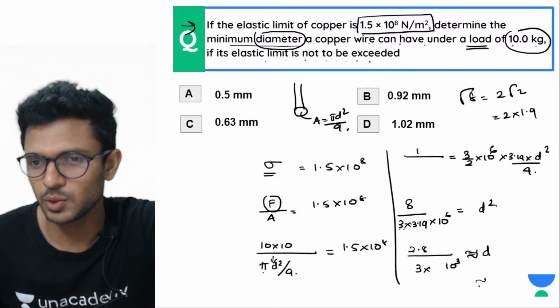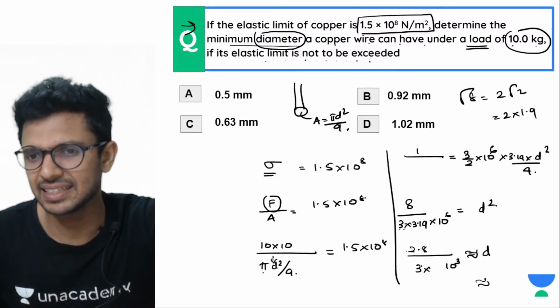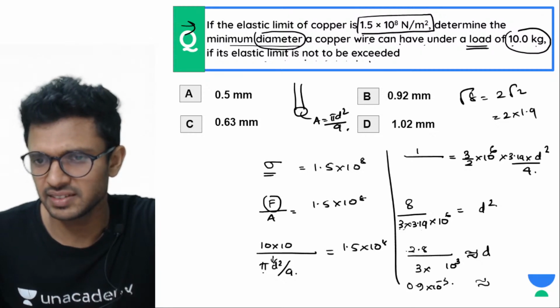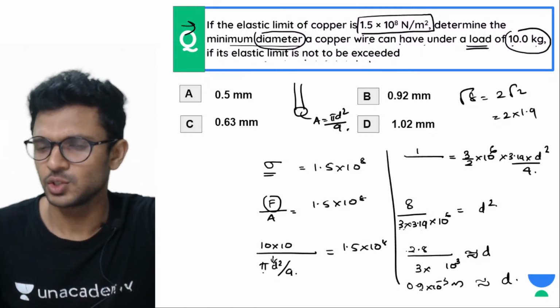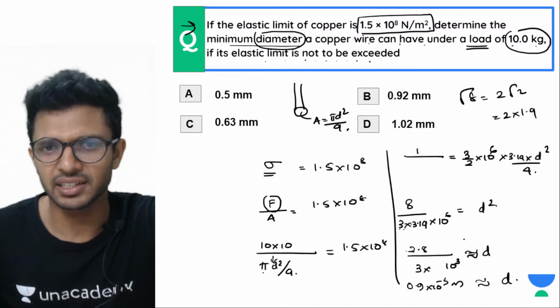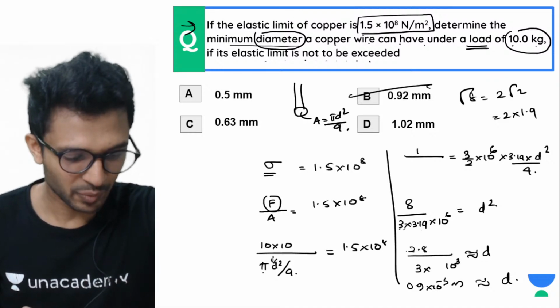So कितना हो जाएगा बच्चा लोग? 2.8 divided by 3, it will be a value a bit lesser than 1. So almost let's say 0.9. This is 10 power minus 3 meters. So 0.9 into 10 power minus 3 meter कितना हो जाएगा? 0.9 millimeter. Is there any answer close to it? है हमारा पास ऑप्शन बी. मिल गया उत्तर?